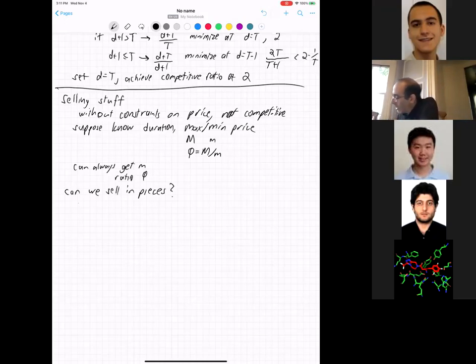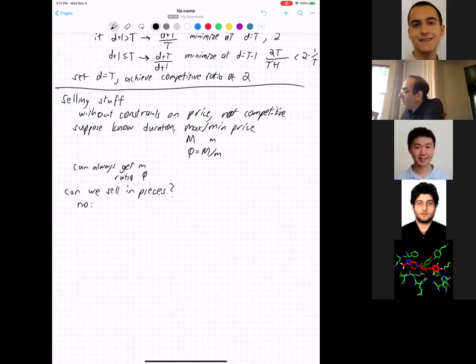So suppose the answer is no. We're selling a car, okay? Can't sell off one piece at a time. What is the best competitive ratio we can achieve? I guess the phi. What was that? The ratio between max and min.